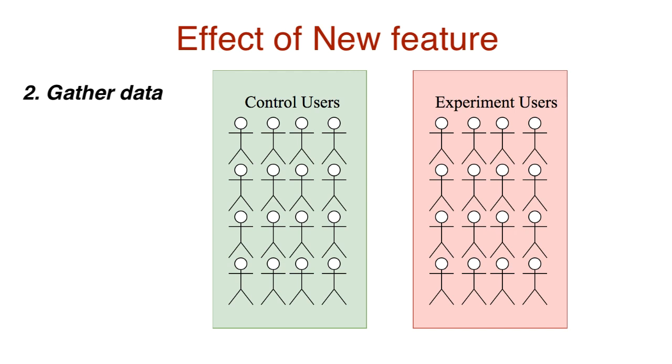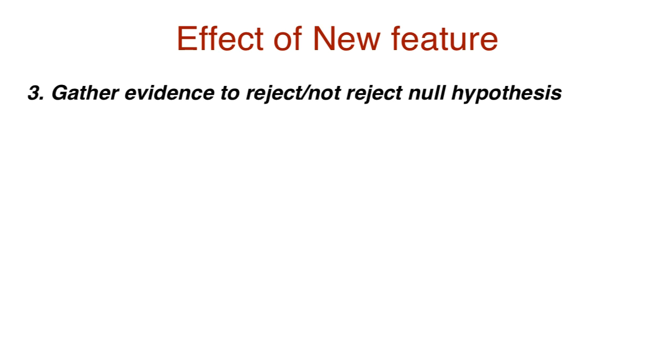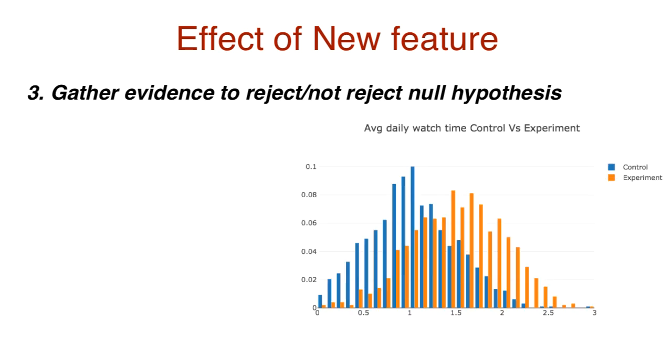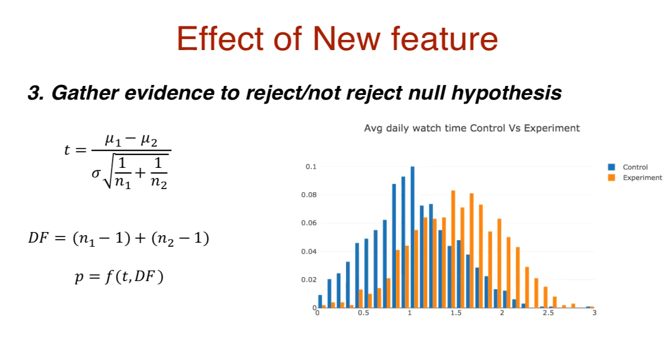Now that we gathered data, we need to extract evidence to either reject or not reject our initial assumption, and we do this by determining the test statistic and a p-value. This type of test of comparing means between groups follows the t-test, so the test statistic is t, and we use this along with the degrees of freedom to determine the p-value.